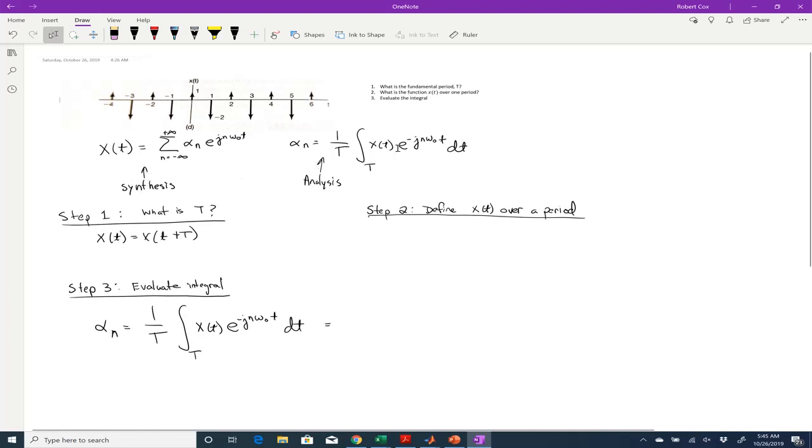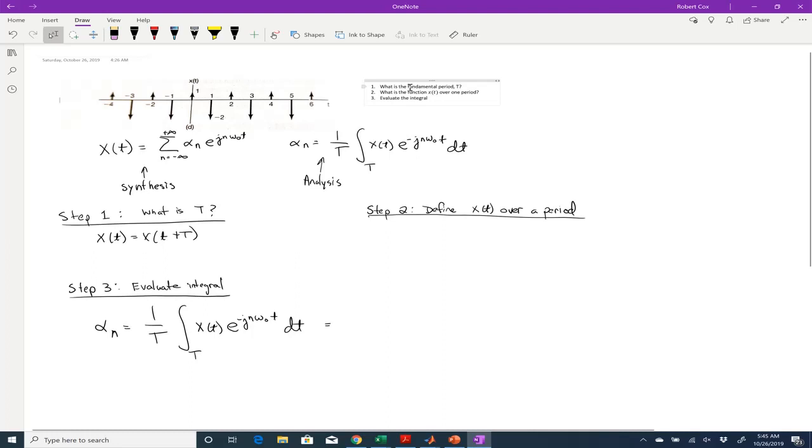To do that, I first have to take the true function x of t and use this analysis equation here to determine what the Fourier series coefficients are. Once I know those, I'll go into MATLAB and use the synthesis equation. I said in class there are 3 questions I need to ask myself to determine the Fourier series coefficients.